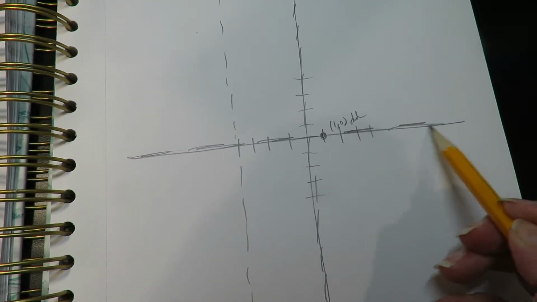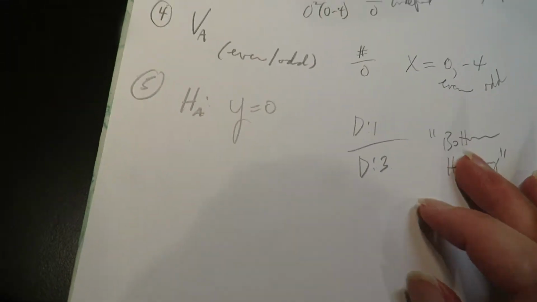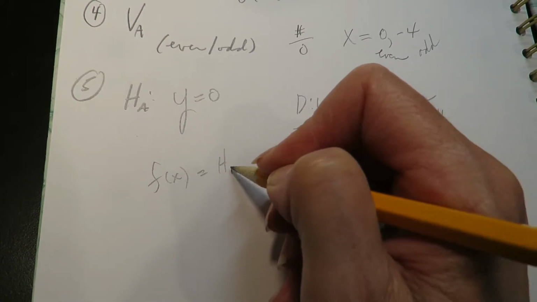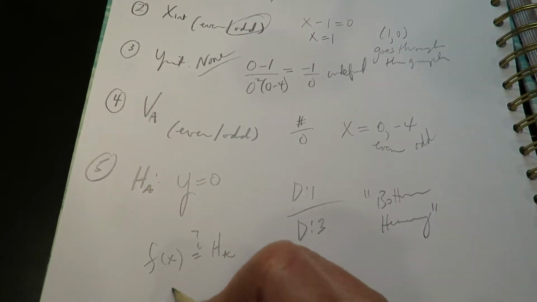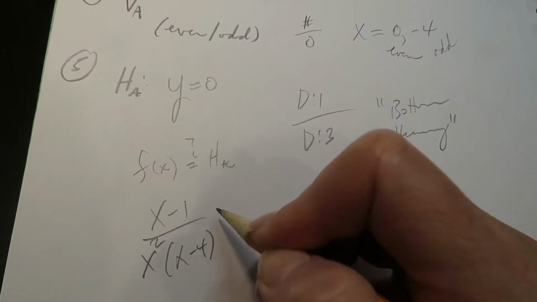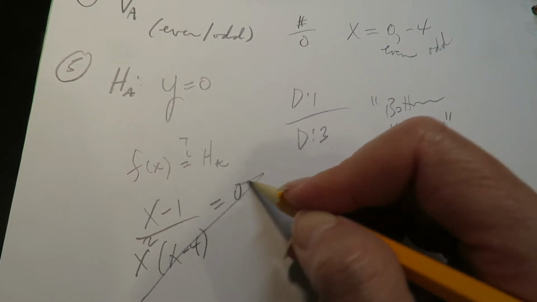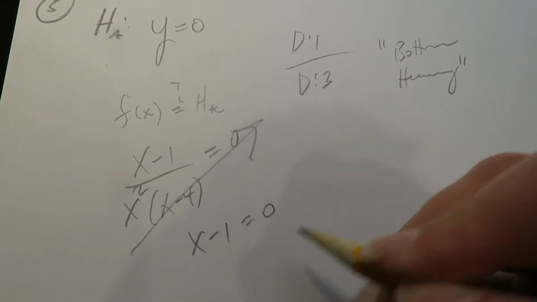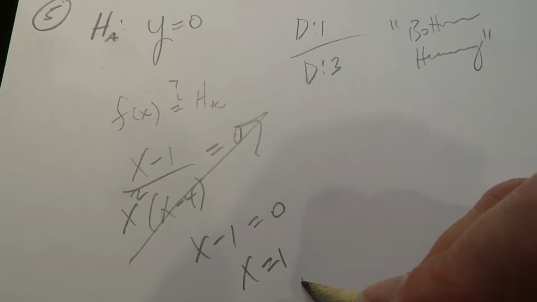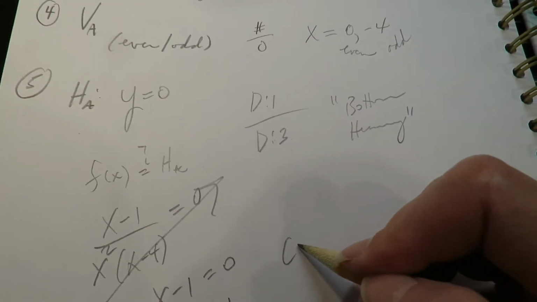We know we're going to cross HA because we have an x-intercept. Right, and again, if you guys want to solve that, you would just set the function equal to the HA to see where it crosses, right? So if you set this equal, you cross multiply, you get x minus 1 equals 0, you get x is 1. So you would solve and see where it crosses HA. So it crosses HA at x equals 1.